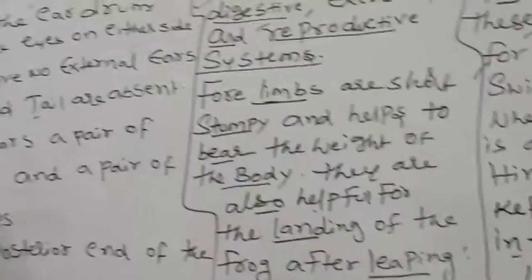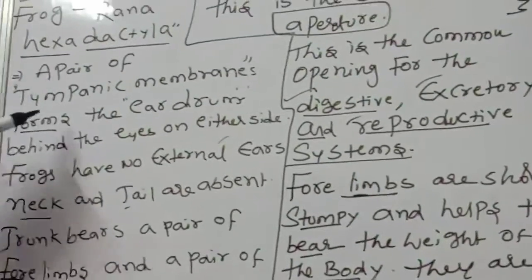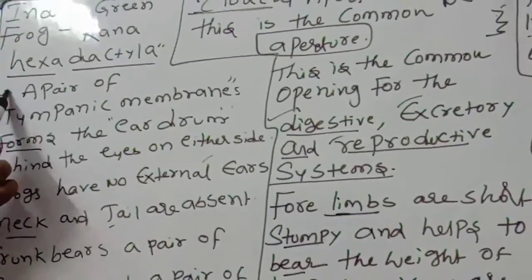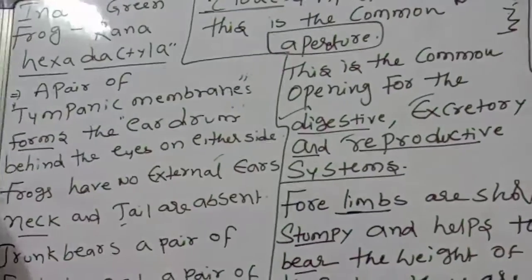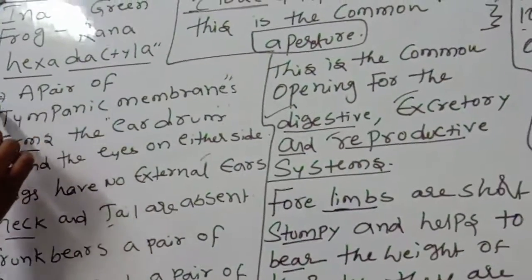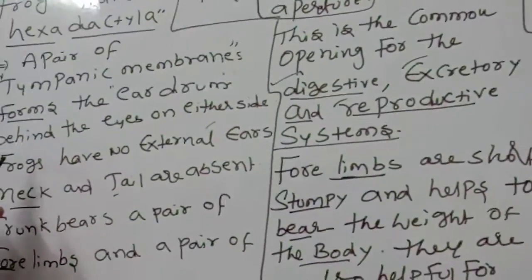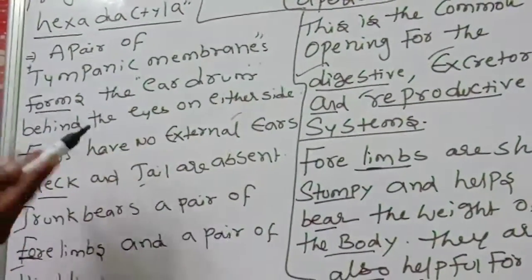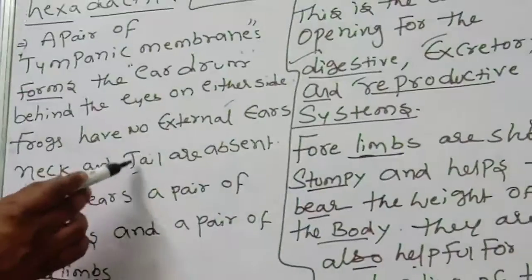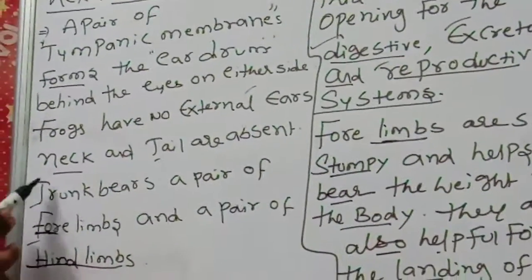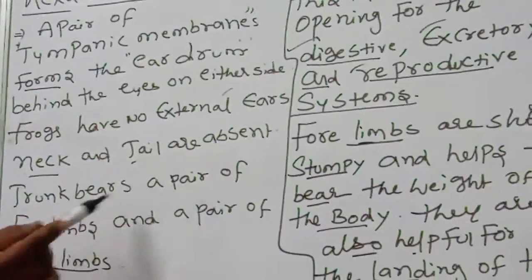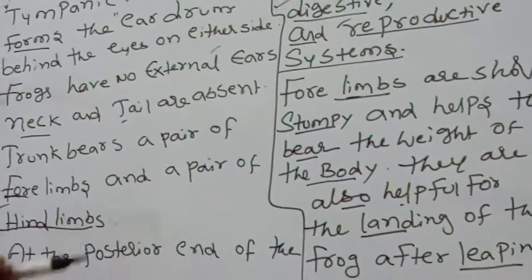Okay, children, observe very carefully. In the frog Rana hexadactyla, a pair of tympanic membranes forms the eardrum behind the eyes on either side. Frogs have no external ears. Neck and tail are also absent. The trunk bears a pair of forelimbs and a pair of hind limbs.